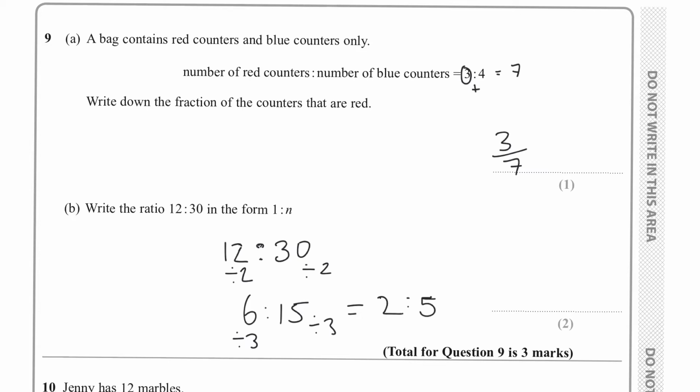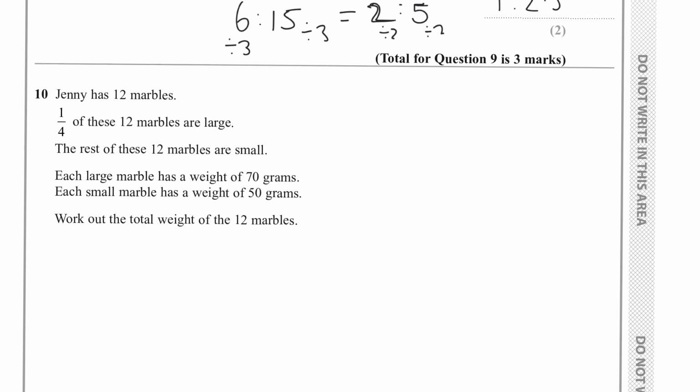So then it wants us to leave it in the form of 1 and then n. So we're going to divide both sides by 2. Because by dividing it by 2, this part would be equivalent to 1. So that will leave us with 1 on that side. And then 5 divided by 2 is the same as 5 over 2. But then as a number, that is the same as saying 2.5. So essentially, our final answer would be 1 to 2.5. Okay, moving on to the next question.